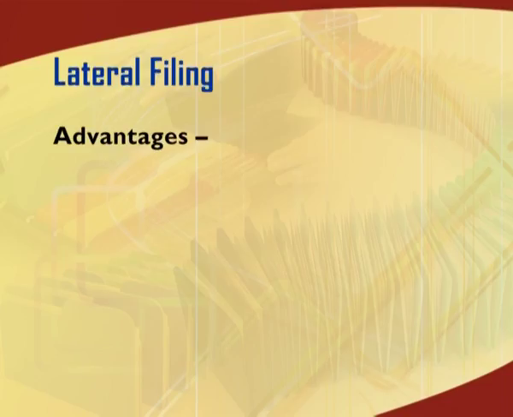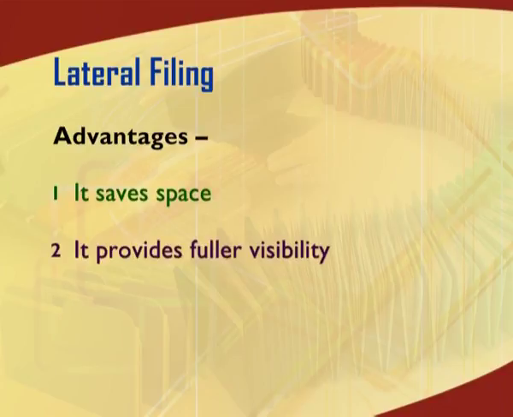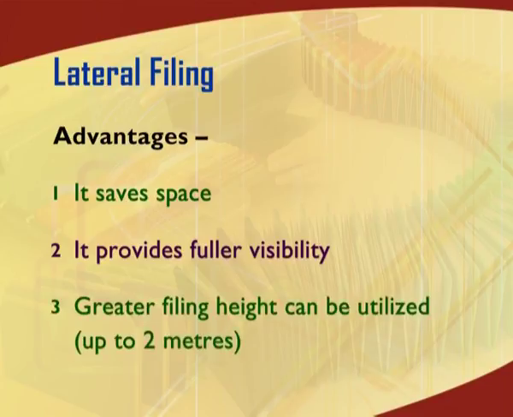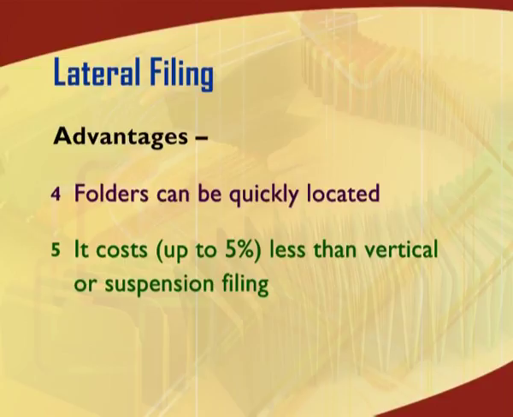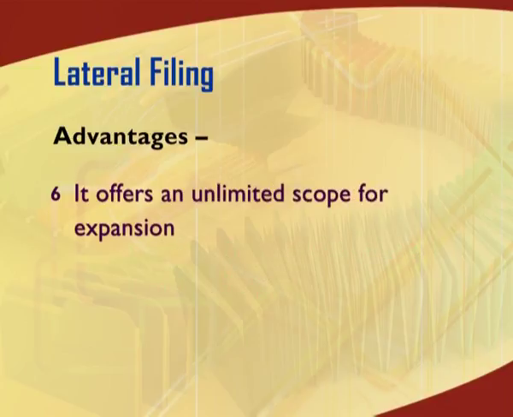Ordinarily, almirahs, cabinets, etc. can be used for lateral filing, which has become very popular because of the advantages it offers. The advantages are: it saves space, it provides fuller visibility, greater filing height can be utilized up to 2 meters, folders can be quickly located, it costs up to 5% less than vertical or suspension filing does, and it offers an unlimited scope for expansion.